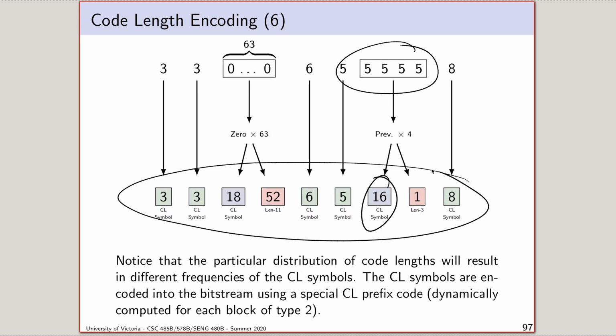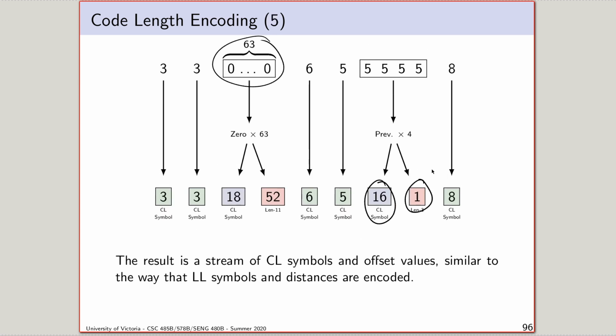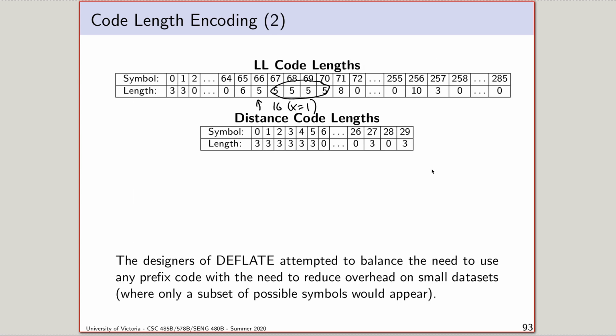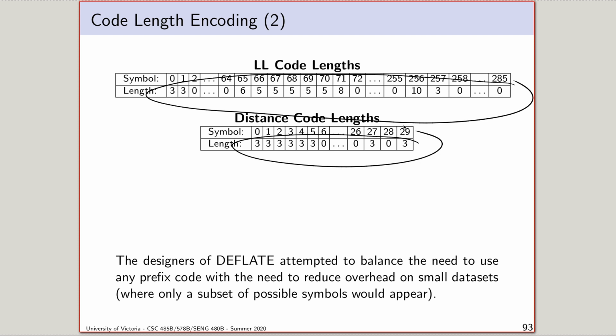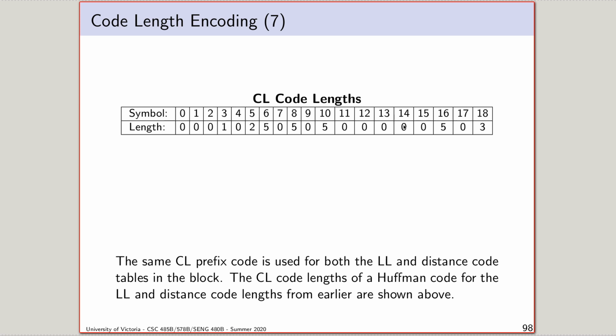Okay, so suppose I'm working with this sequence of things and I encode it all the way through and I generate an encoding of these two tables, so all of them together, this entire vector and this entire vector, as that sequence of CL symbols. I then look at the frequency of each symbol and I get this. So suppose I end up with this. This is my code lengths.